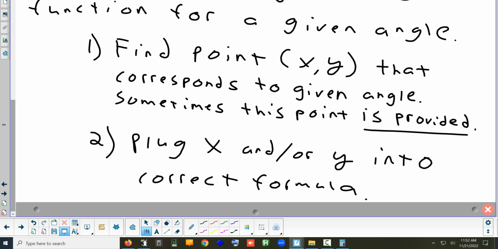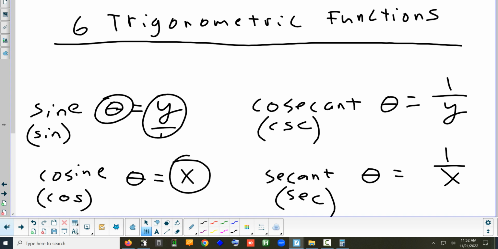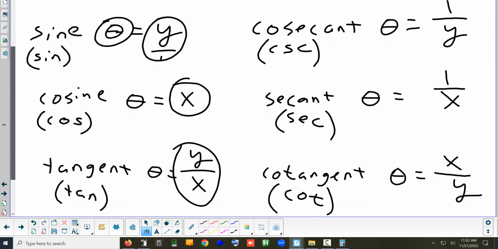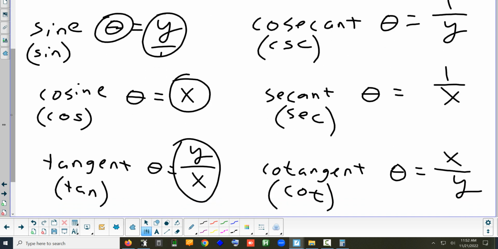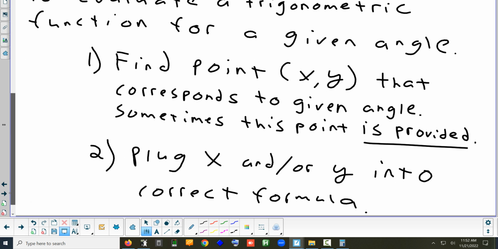So for this week, the only 4 angles that you have to find the coordinate for are 0, 90, 180, 270. Those are the only 4 I would ever ask you to find a coordinate for this week. The formula is whichever one pertains to the problem. Yes, all 6 of them. We're going to do all 6. Those are your formulas.